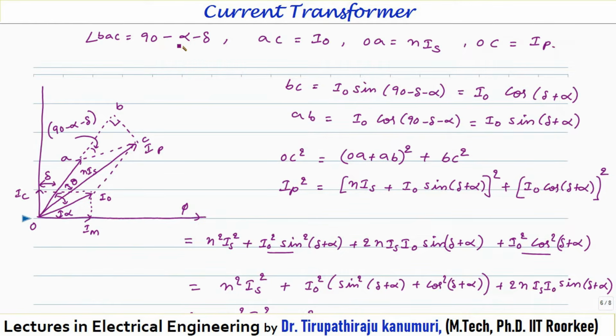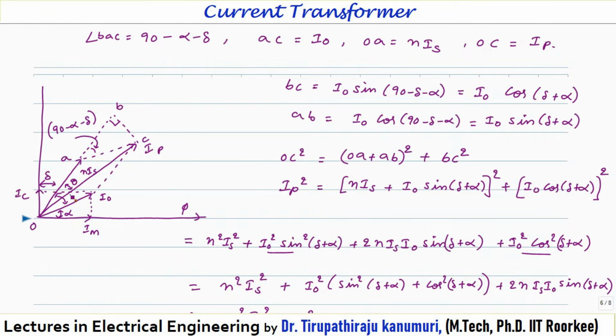So angle BAC is equal to 90 minus alpha minus delta, and the value of AC is nothing but equal to I naught. The value of OA is nothing but N times Is, and the value of OC is nothing but equal to Ip. So from this I can write the value of BC will be equal to I naught sine of this angle, sine of 90 minus delta minus alpha. So I can write sine of 90 minus of alpha plus delta. Sine 90 minus theta is cos theta, so this becomes I naught cos of delta plus alpha. Similarly, I can write my value of AB. AB will be I naught cos of 90 minus delta minus alpha. This is I naught sine of delta plus alpha.